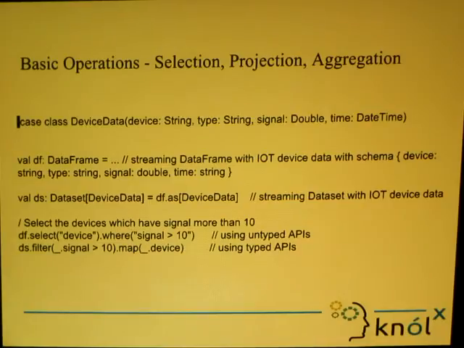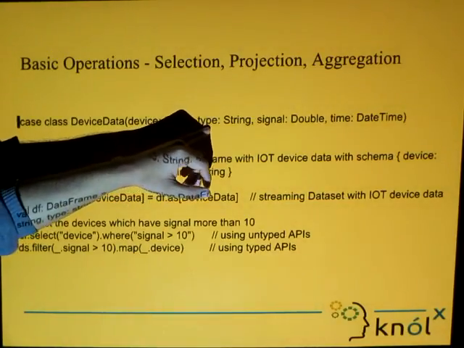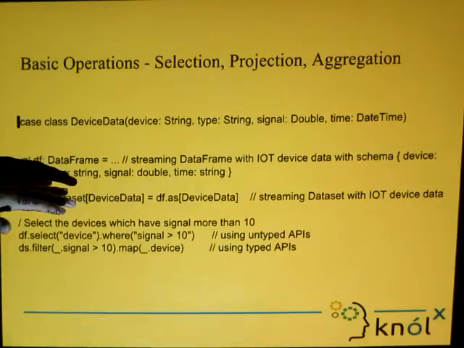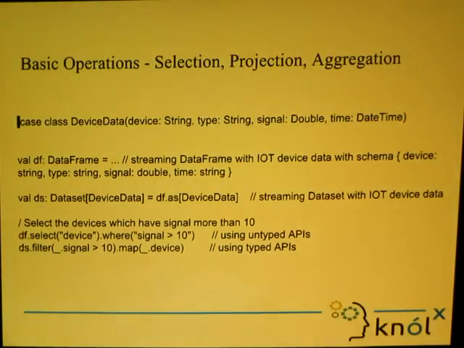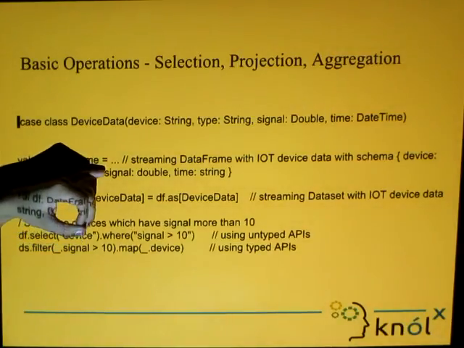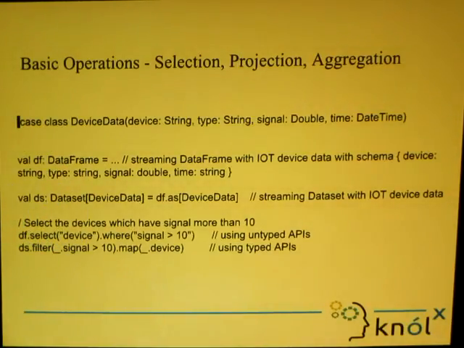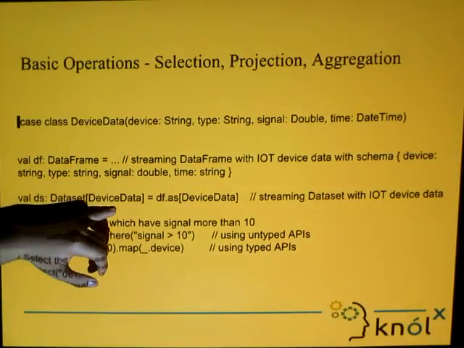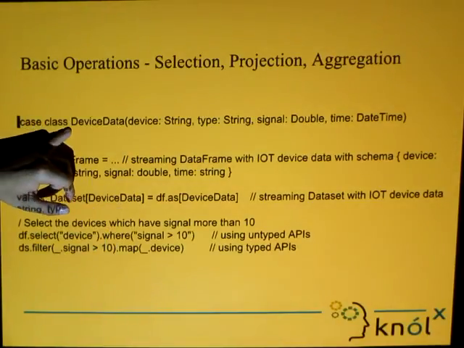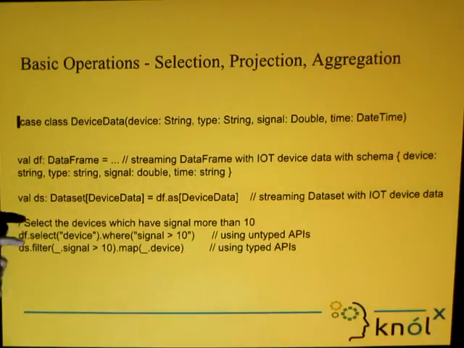Here type won't compile because it is a reserved keyword in Spark. Actually it is a wrong line given in the Spark documentation. And this is the data frame that we may create as we created before, and we can convert it into a data set of type device data that we have provided here, and we can make queries, select a device which has signal more than 10.